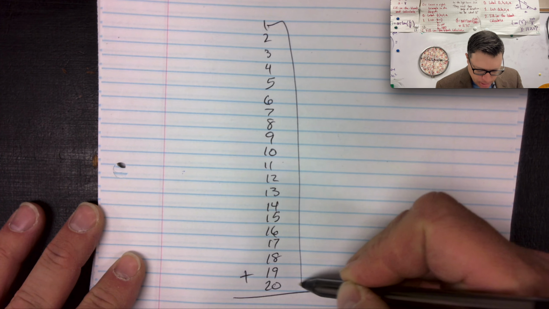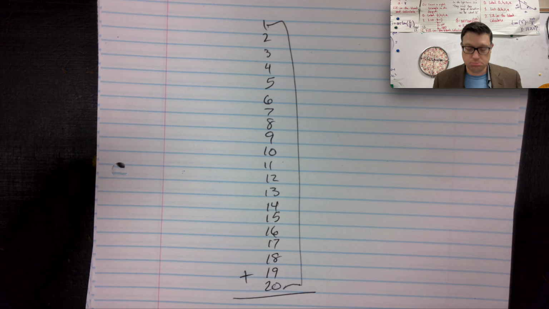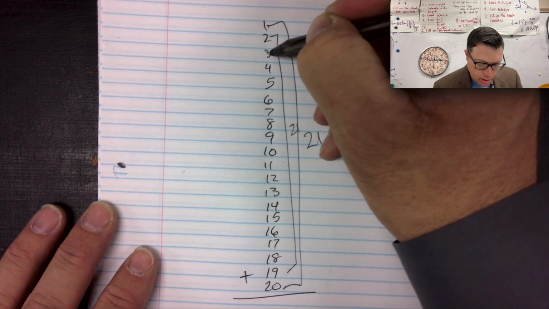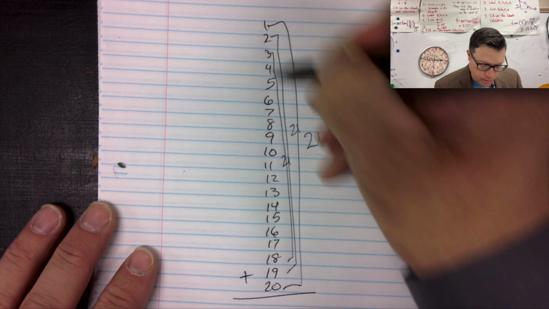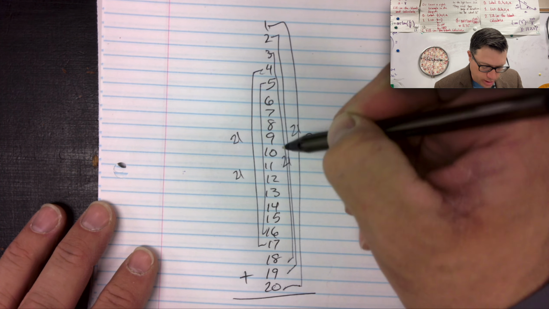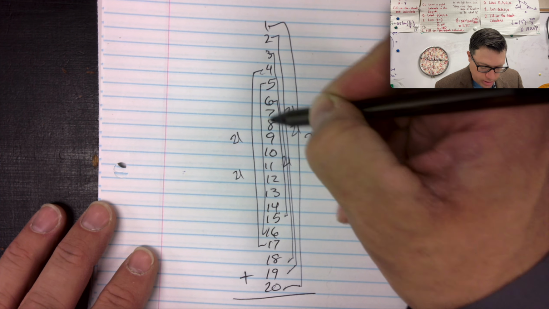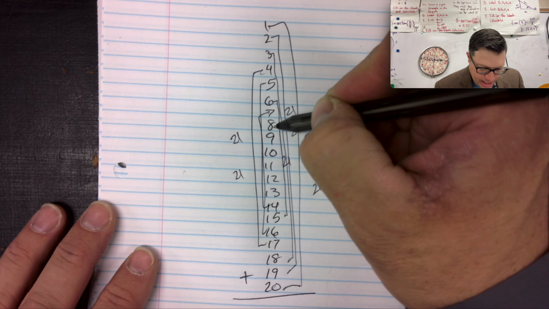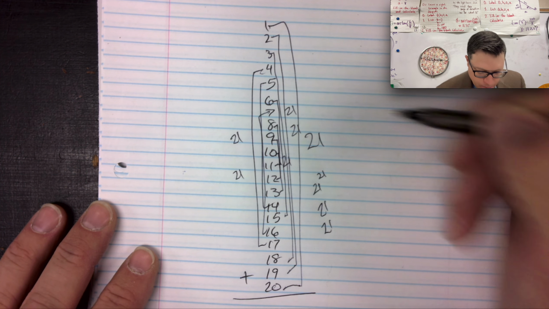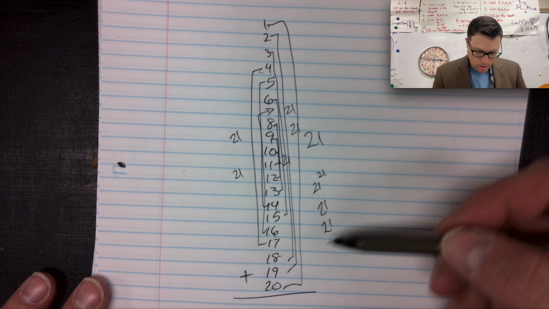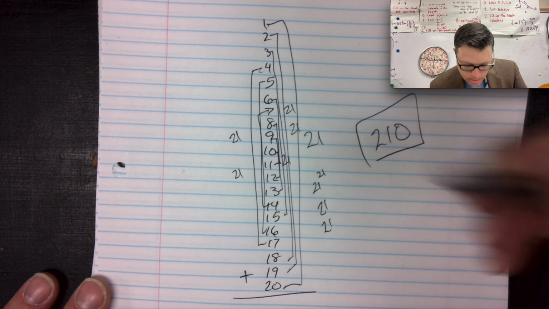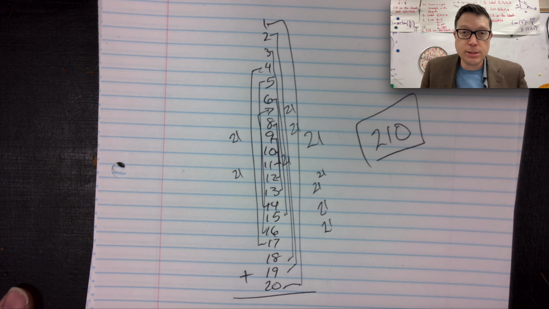What's 1 plus 20? 21. What's 2 plus 19? 21. What's 3 plus 18? 21. What's 4 plus 17? 21. What's 5 plus 16? 21. What's 6 plus 15? 21. 7 and 14. 8 and 13. 9 and 12. 10 and 11. So then how many 21s do we have? 1, 2, 3, 4, 5, 6, 7, 8, 9, 10. The numbers from 1 to 20 add up to 210.